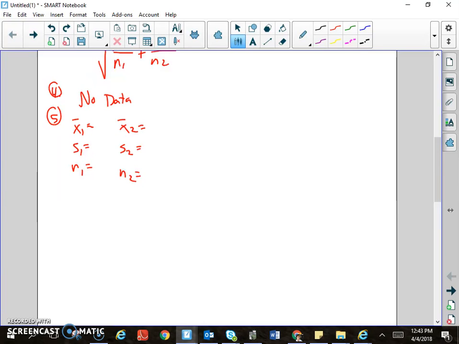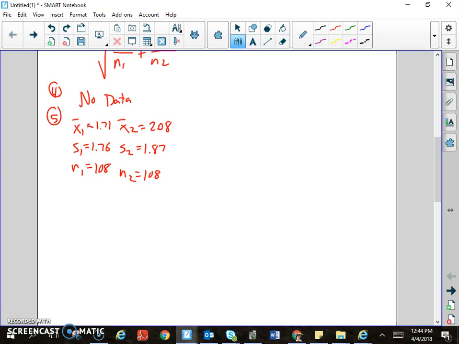I labeled those already at the top, so you're just rewriting what they were. So this is 1.71. This was 2.08. Both of the sample sizes are the same for both, so both of these are going to be 108. And then the standard deviations are a little bit different. For the sexual content, the standard deviation was 1.76. And then for the violent content, that one was 1.87. So you're defining those.